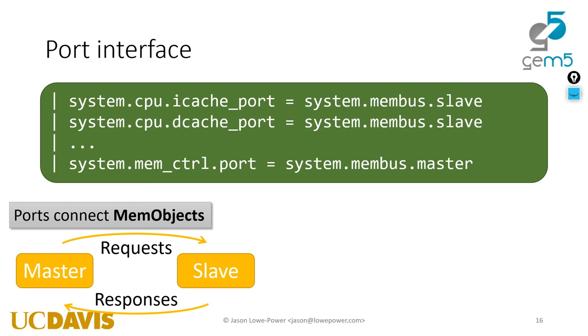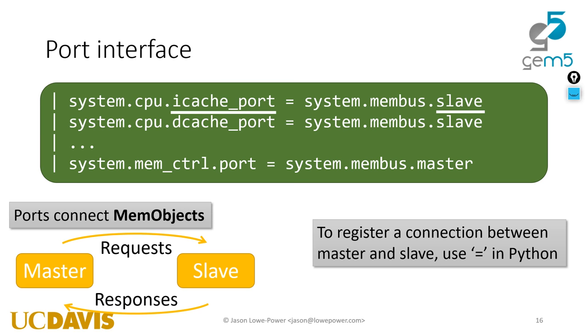So memory objects, for instance the CPU connecting to the membus, we use the master-slave port interface. Masters send requests to slaves. Slaves respond to masters. So that's how you can remember which is which. They don't have to have the name master and slave. For instance, the iCache port is a master port, and it needs to be connected to a slave. And you'll get an error if you try to connect a slave to a slave. And this equals sign is pretty cool. You just say equals in Python. Under the hood, it calls all these C++ functions to hook them up correctly. And we'll see more about these later.